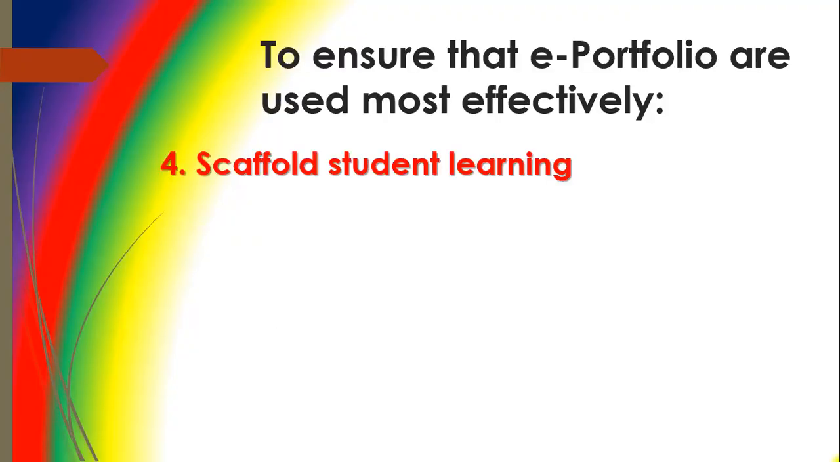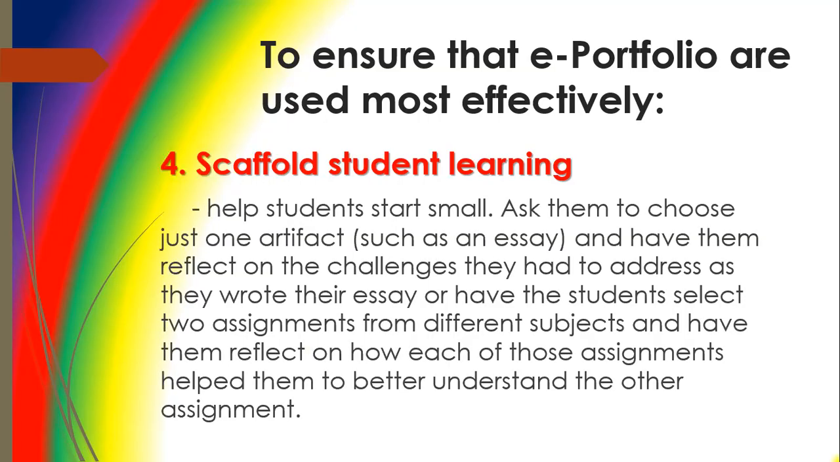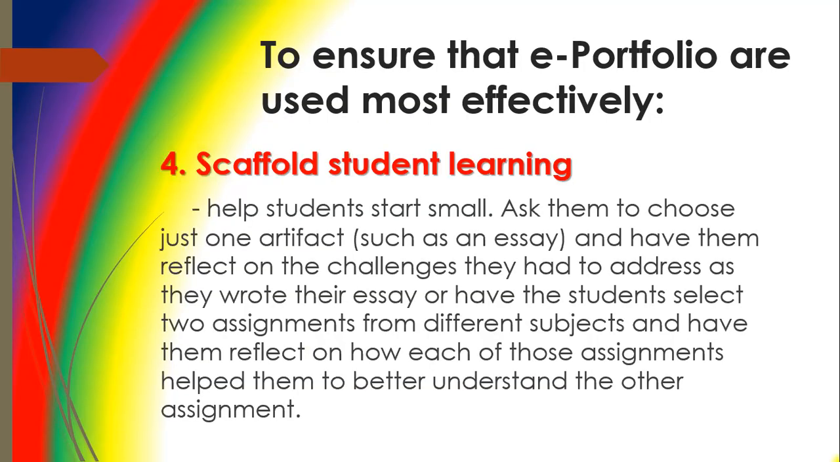The next, number 4, is to scaffold. We need to scaffold student learning. So we need to help students start small. Ask them to choose just one artifact, such as an essay, and have them reflect on the challenges they had to address as they wrote their essay, or have the students select 2 assignments from different subjects and have them reflect on how each of these assignments helped them to better understand the assignment.